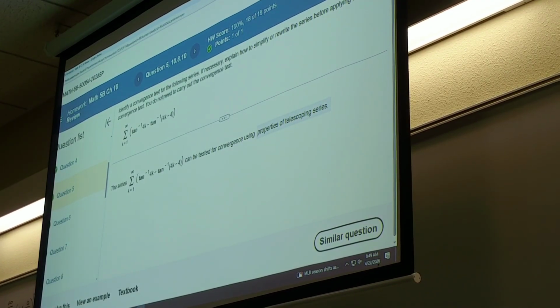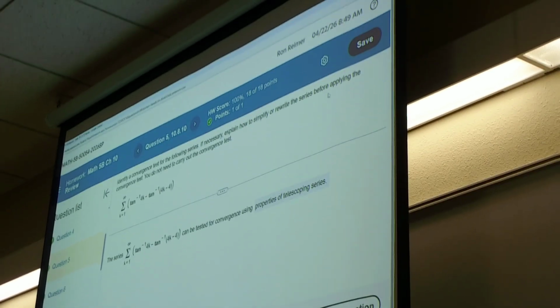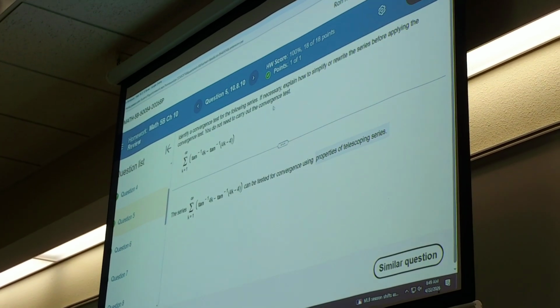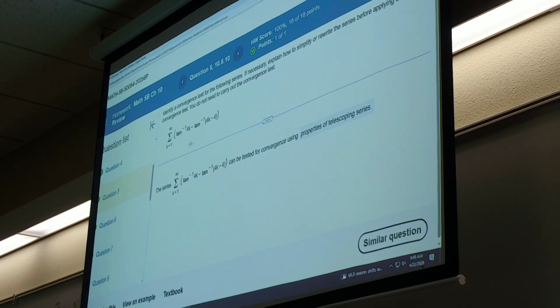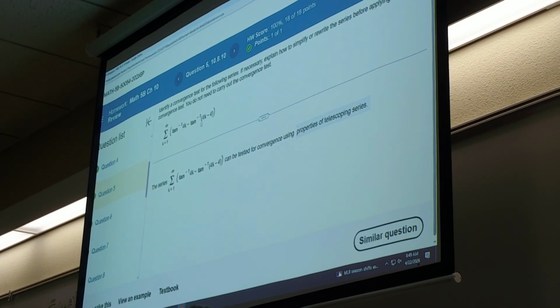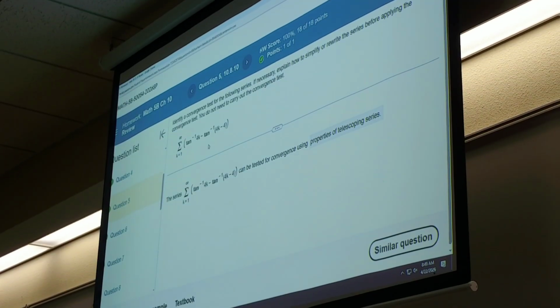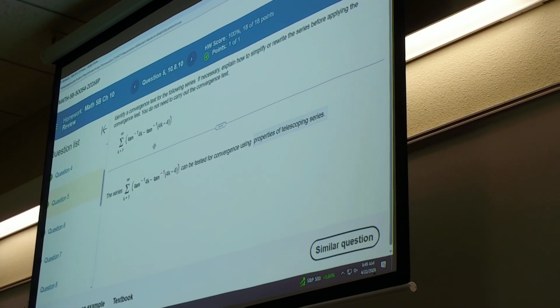Identify a convergence test for the following series. So all that first sentence says is to identify the test. It doesn't say to do it. If necessary, explain how to simplify or rewrite the series before applying the convergence test. You do not need to carry out the convergence test. All right, anytime we see two terms being subtracted like this, I know this one has inverse tangent, so that wasn't what we commonly saw, we want to check for the telescoping series.